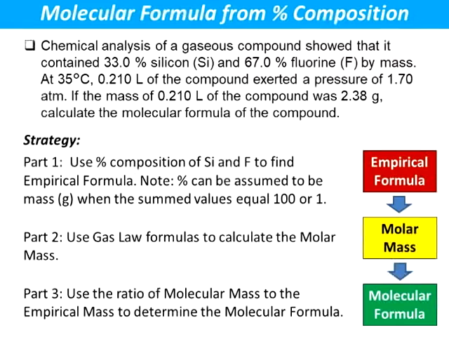Part 1. Use the percent composition of silicon and fluorine to find the empirical formula. Note, percents can be assumed to be grams when the sum of the values equals 100. In this case, it equals 100. Therefore, we'll assume that 33.0% silicon is 33.0 grams of silicon, and 67.0% fluorine is 67.0 grams of fluorine. Part 2. Use gas law formulas to calculate the molar mass. Then Part 3. Use the ratio of molar mass to the empirical mass to determine the molecular formula.